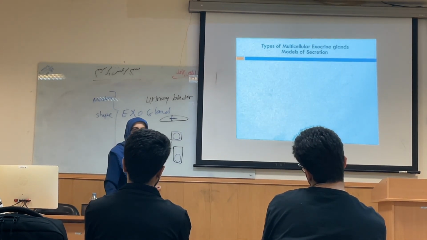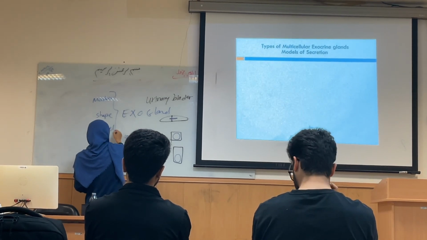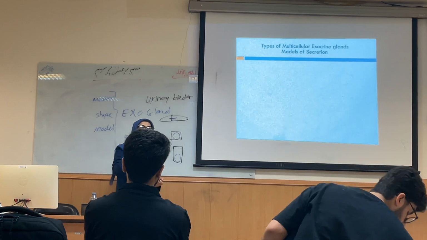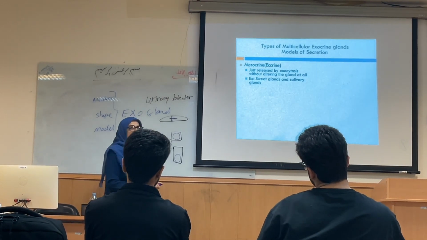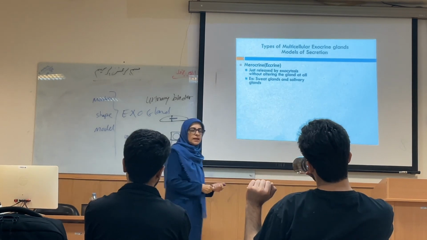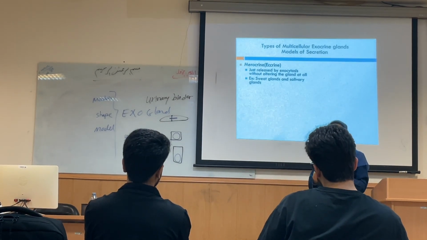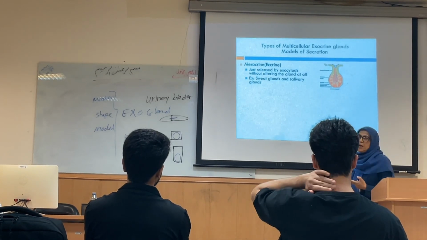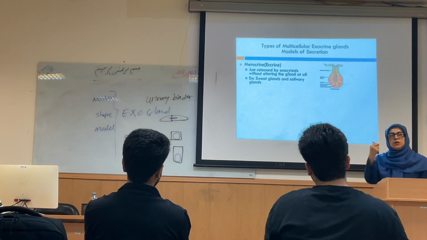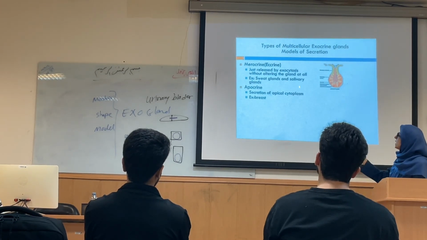The third one is about the mode of secretion, how they release their product. First one, by exocytosis. Yesterday we talked about that. The cells release their product by exocytosis. The secretory vesicles accumulate in the apical part, and then the secretory vesicles are released from the cell, such as in the sweat gland and salivary gland.